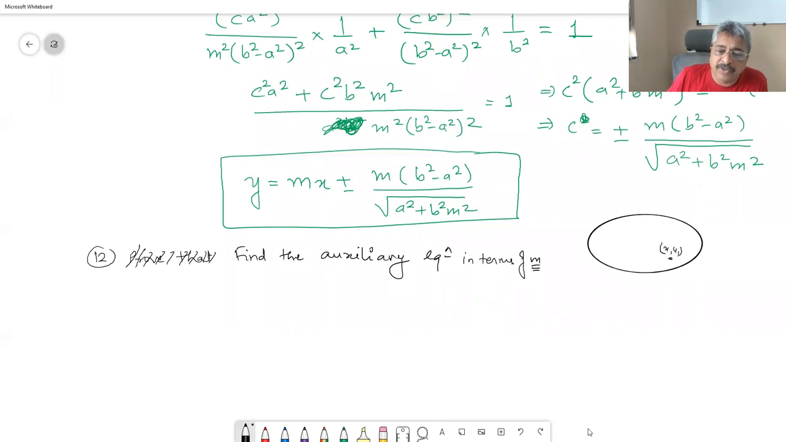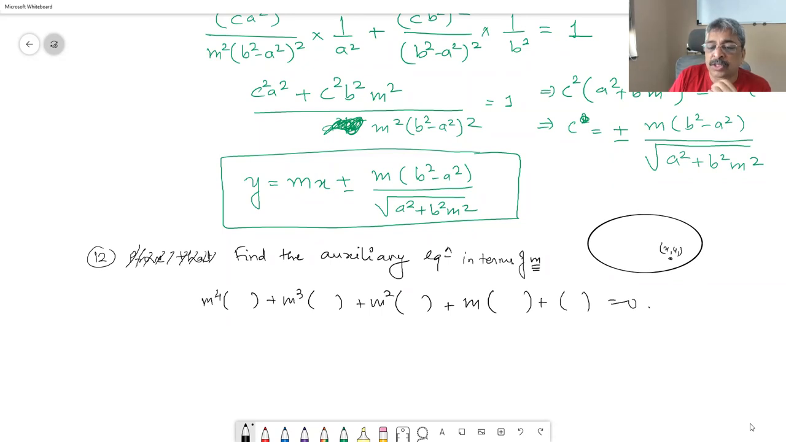Next, find the auxiliary equation in terms of slope. That means if a point x1, y1, not on the ellipse, somewhere else is given, how will you find the equations of normals? That equation we need to find in terms of slope. If you simplify this and put x is equal to x1 and y is equal to y1 in the above expression and write it in the expanded form, you will get m raised to 4 times something plus m raised to 3 times something plus m raised to 2 times something is equal to 0. Something of this fourth degree equation.